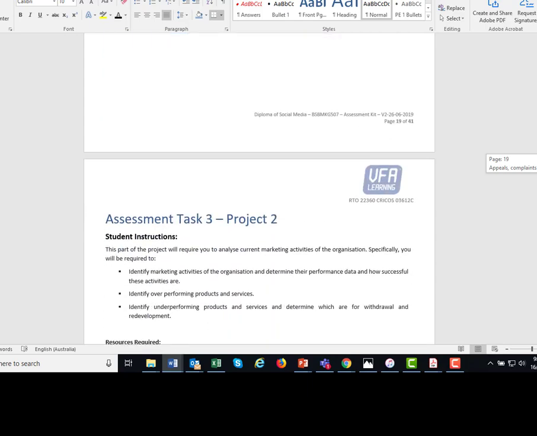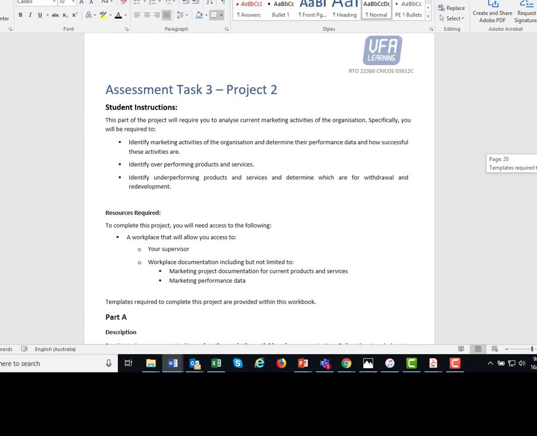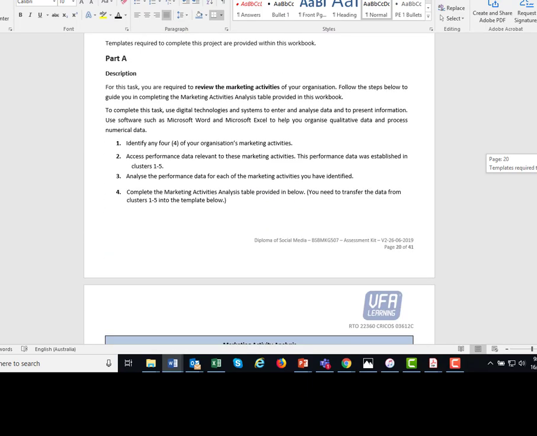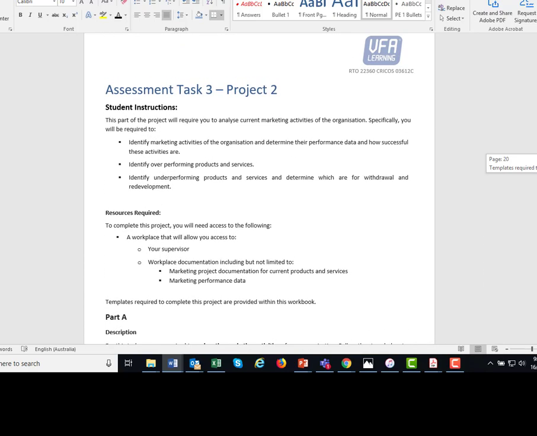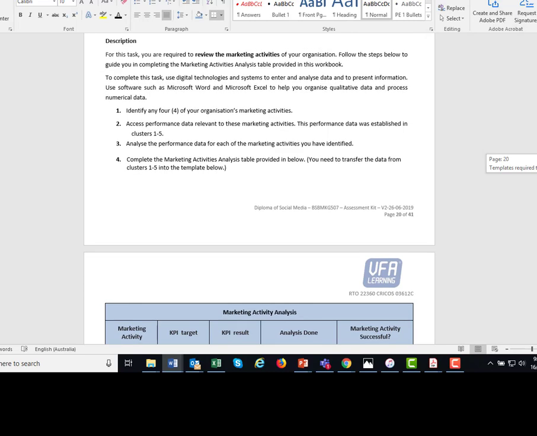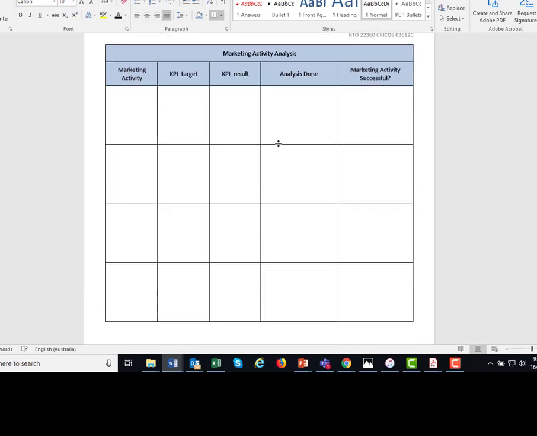So that's that task done, assessment task 2. Now in assessment task 3, there's a summary here. You've got to look at 4 of your company's marketing activities. So basically you need to do a marketing activity analysis: marketing activity, KPI target, KPI result, what analysis did you do, and was the marketing activity successful.